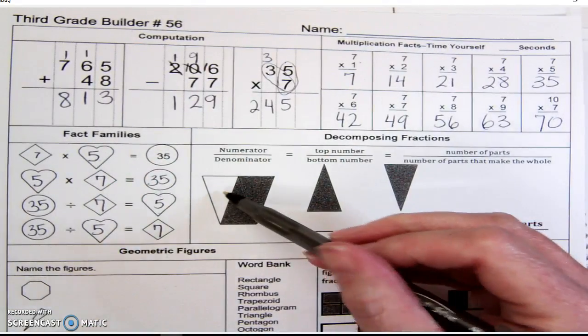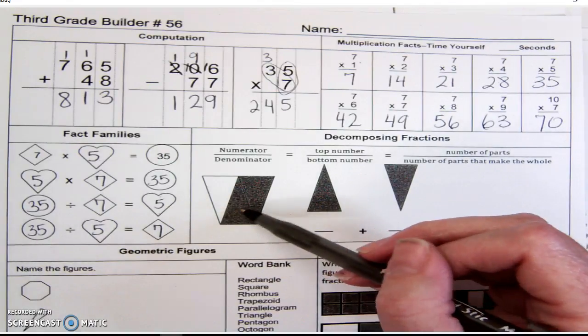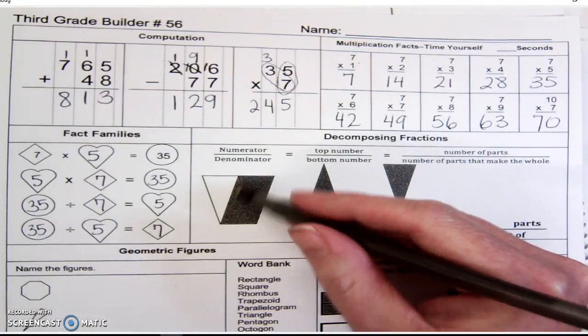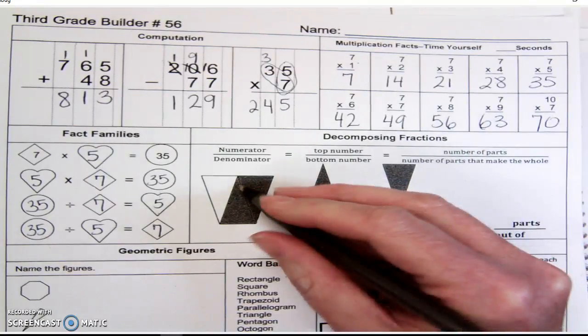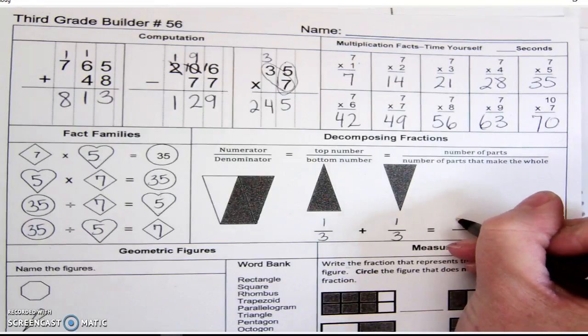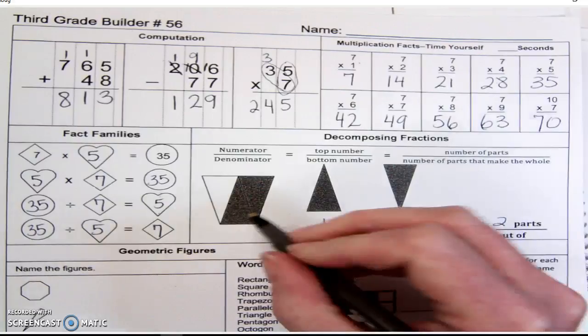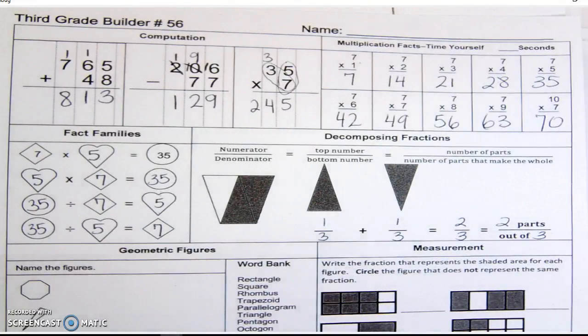Decomposing fractions. We have a trapezoid that has been divided into 3 equal parts, into thirds. So we have this triangle that is 1/3 shaded, plus this triangle is 1/3 shaded. 1/3 plus 1/3 equals 2/3 shaded. 2 parts out of the 3 parts are shaded.